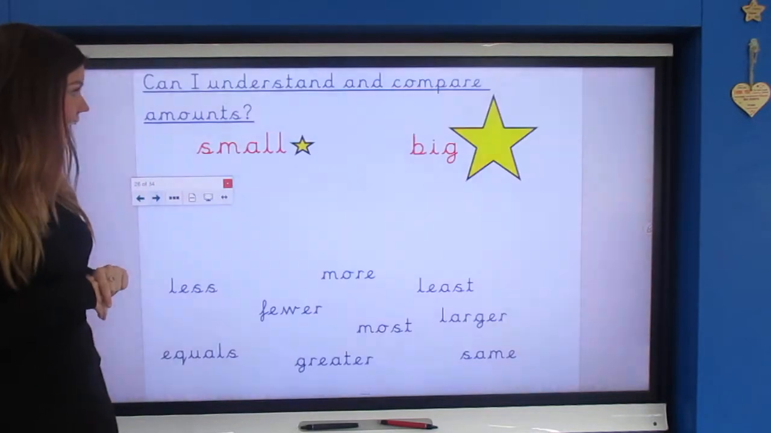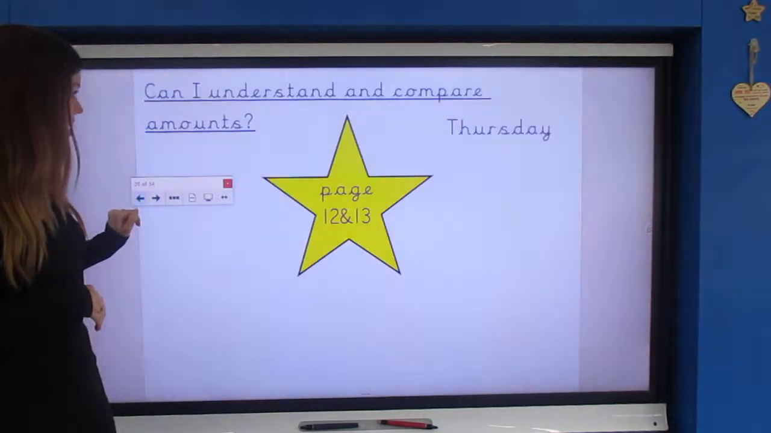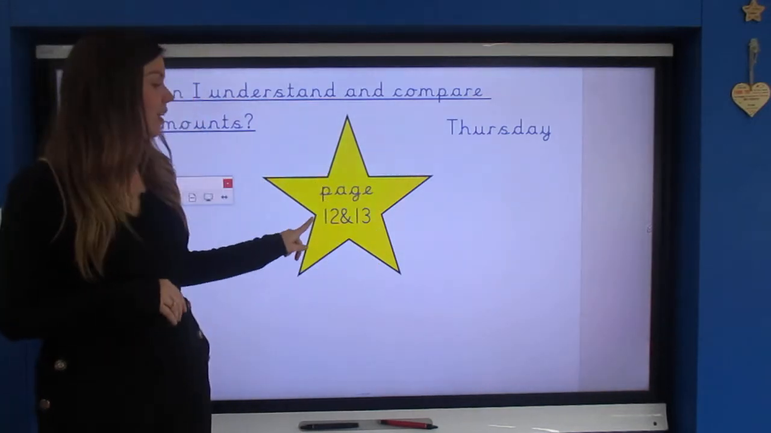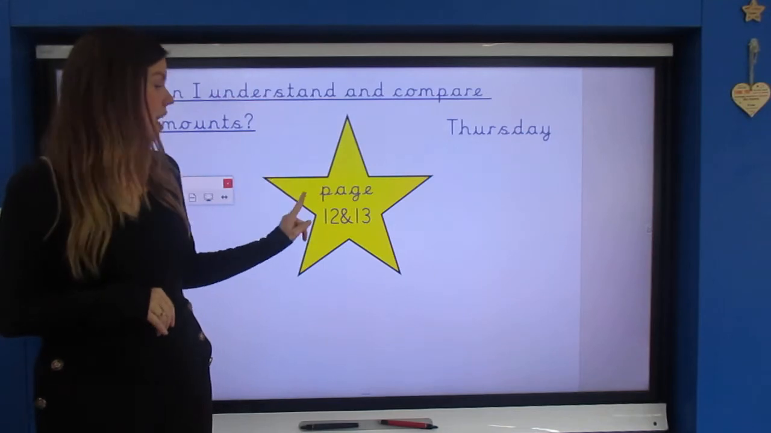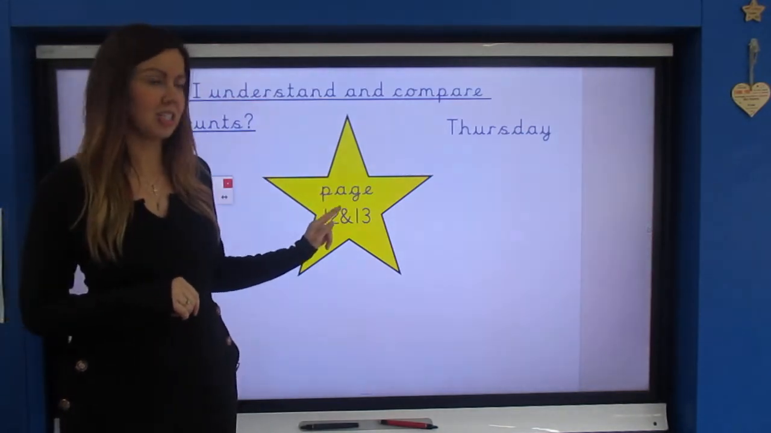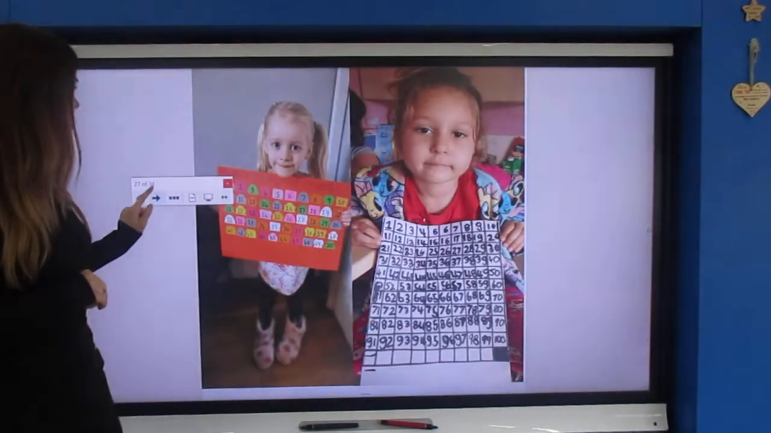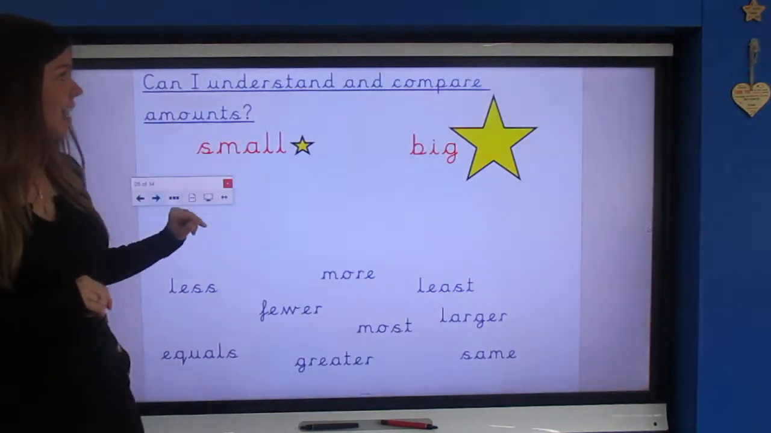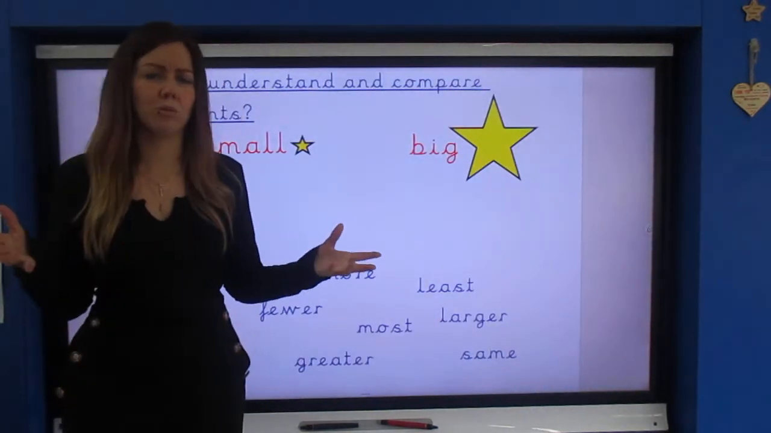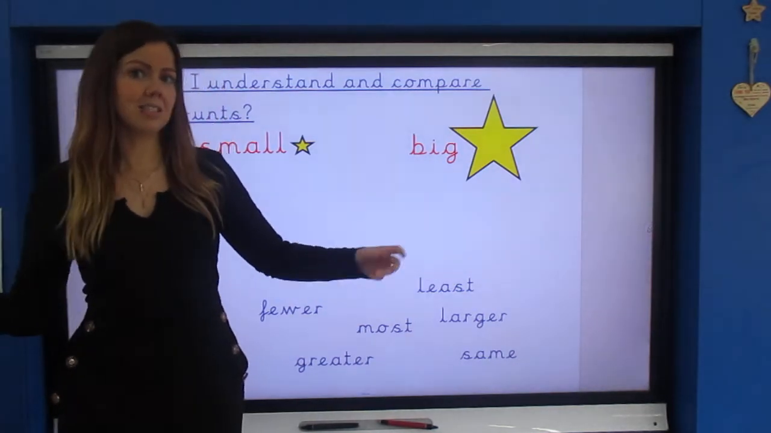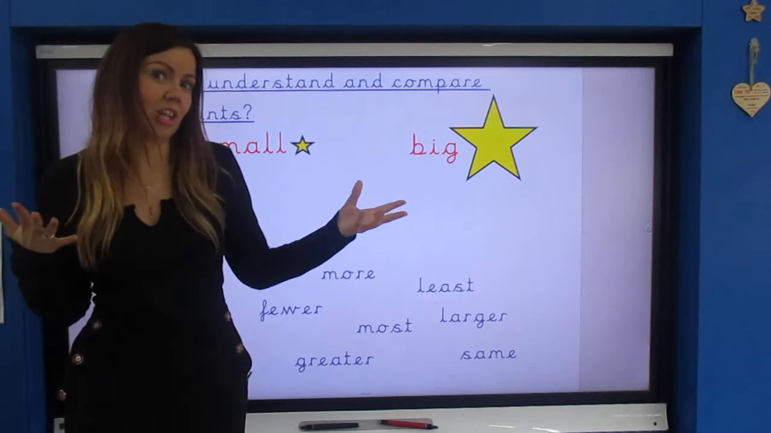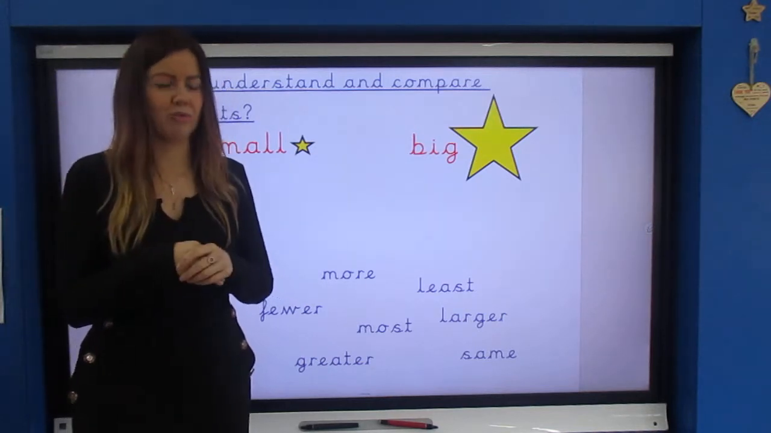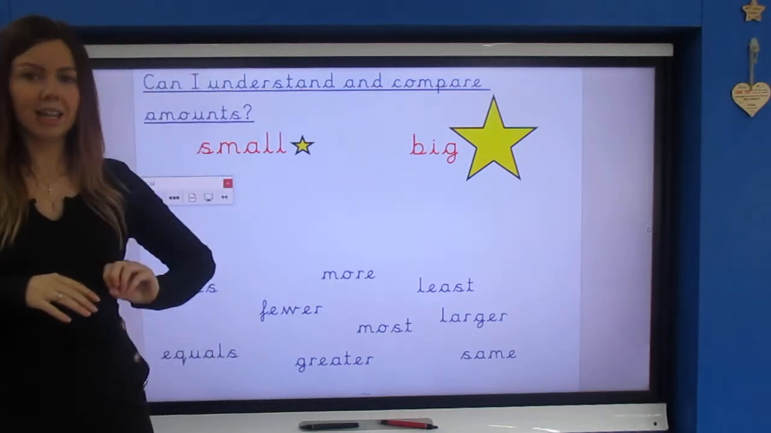Okay, now today, in your booklet, I want you to turn to page 12 and 13. Don't forget, I know we have skipped a page, but I want you to go to page 12 and 13 today. And we are going to be looking at understanding and comparing different amounts. So more, less, greater, less than, fewer than, larger than, smaller than. Okay, we're going to be looking at language and finding more amounts and less amounts.